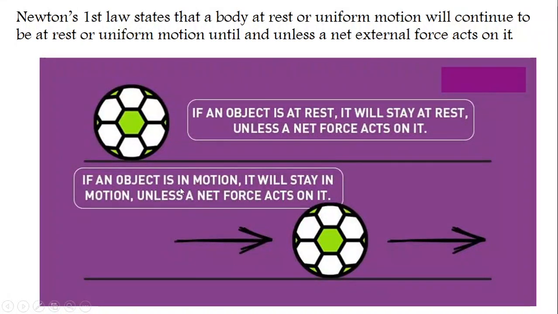Here, the object is moving in one direction. It will stay in motion unless a force acts on it. If we do not apply any force, the object keeps moving in the same direction. If we apply a force in the opposite direction, the object will change direction from forward to reverse. Or if we apply a force from the side, the object moves sideways. Unless we apply a force, it continues in the same direction. This is Newton's first law.